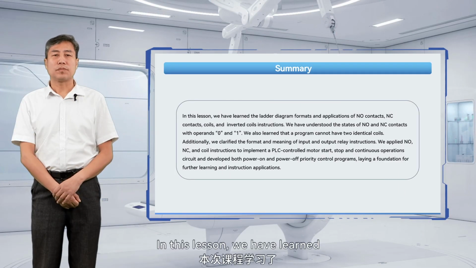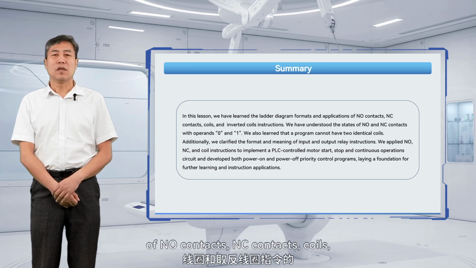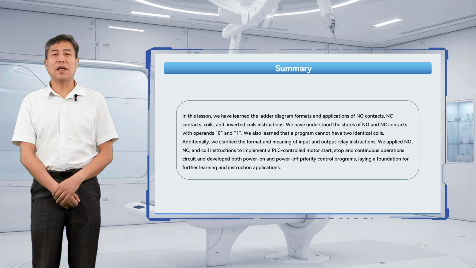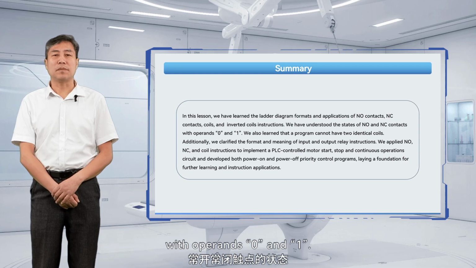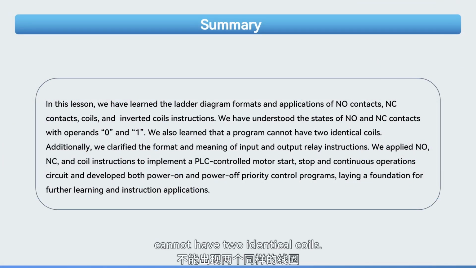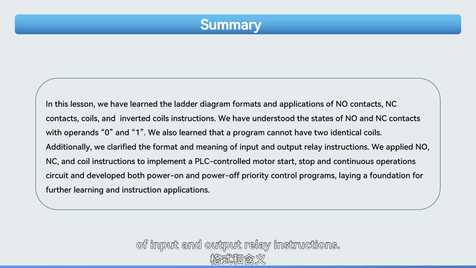In this lesson, we have learned the ladder diagram formats and applications of NO contacts, NC contacts, coils, and inverted coils instructions. We have understood the states of NO and NC contacts with operands 0 and 1. We also learned that a program cannot have 2 identical coils. Additionally, we clarified the format and meaning of input and output relay instructions. We applied NO, NC, and coil instructions to implement a PLC-controlled motor start, stop, and continuous operation circuit and developed both power-on and power-off priority control programs, laying a foundation for further learning and instruction applications.